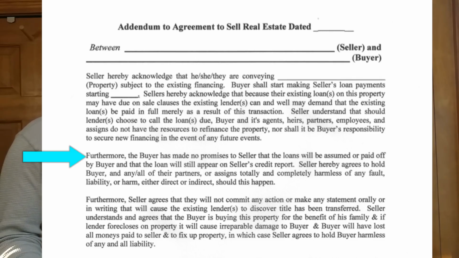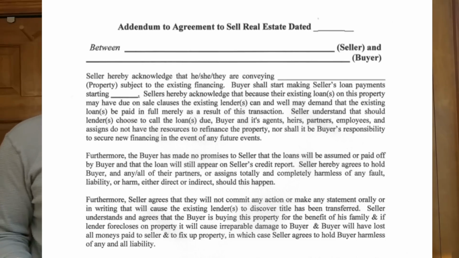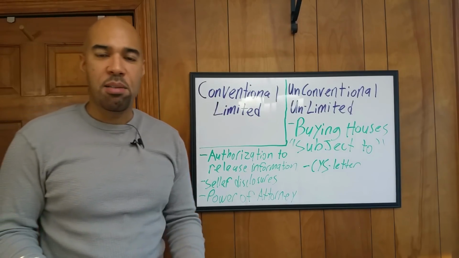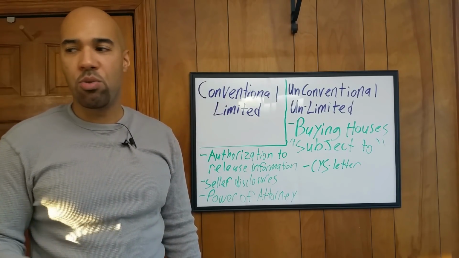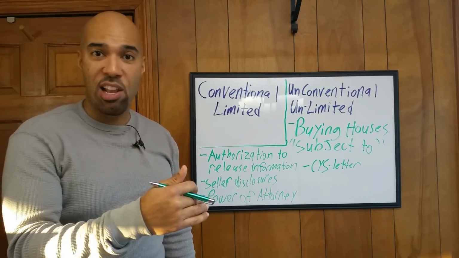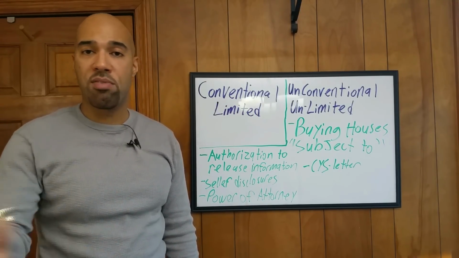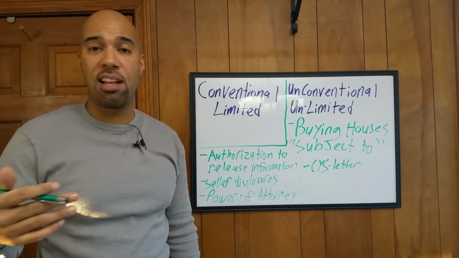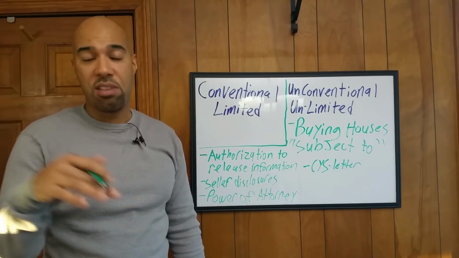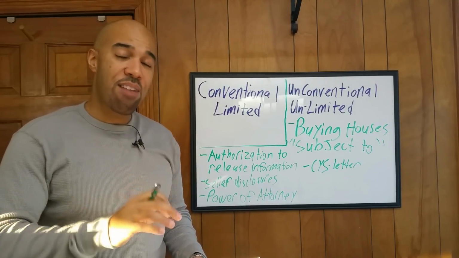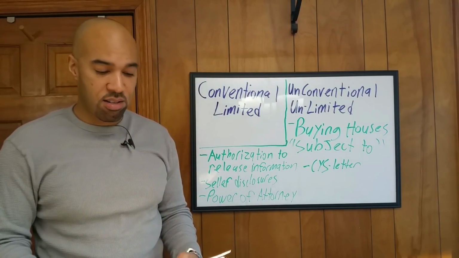Furthermore, the buyer has made no promises to the seller that the loan will be assumed or paid off by buyer and that the loan will still appear on the seller's credit report. Very, very important. Sometimes people sell you their property subject to, then they go look at their credit and they see that that loan is still on there. You got to make sure that they understand, listen, hey, that loan is going to be on there for the life of this loan till I choose to sell it or pay it off, okay? So it's up to you to make sure that they have this in writing. You got to put these disclosures in here.